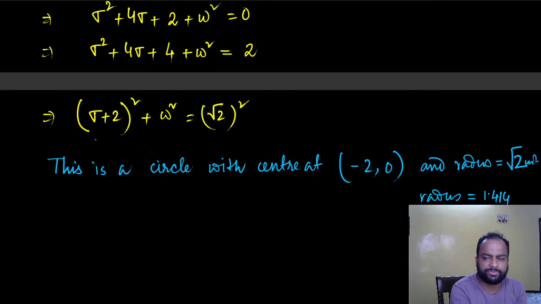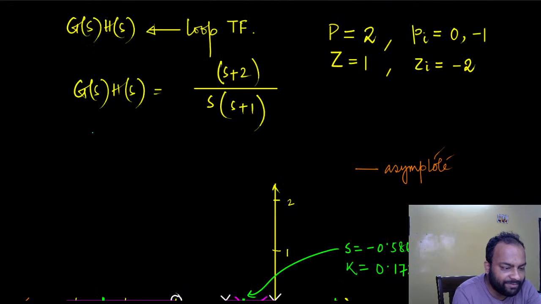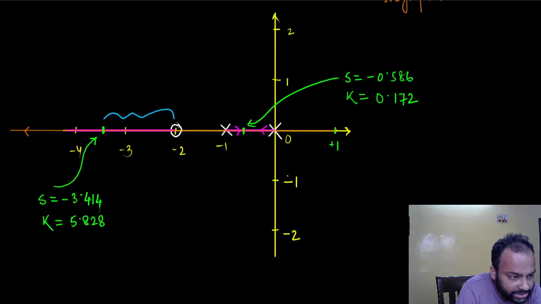But what are we trying to figure out? We are trying to figure out the locus of the roots after the breakaway happens and before the break-in happens. So we just figured out that it is a circle centered at -2, and the radius is root 2. And it just so happens that this length, look at this very length from this center. So this is the center of the circle. And from this center, what is this length? Look at this point. What is this point? -3.414.